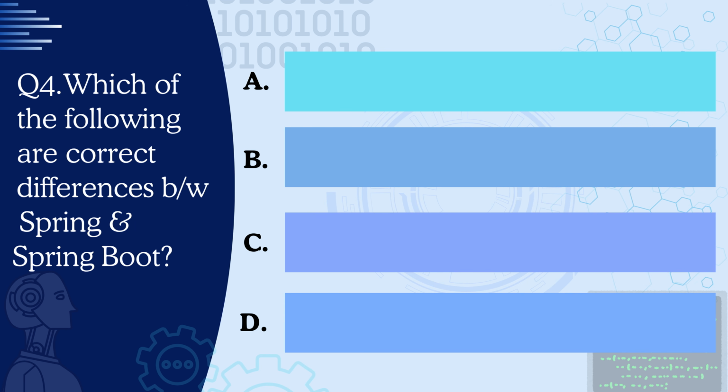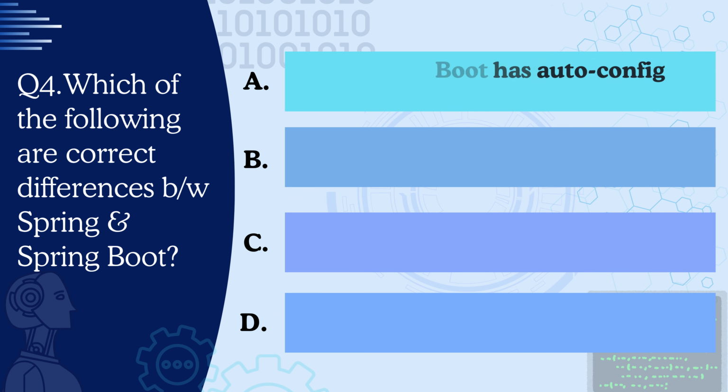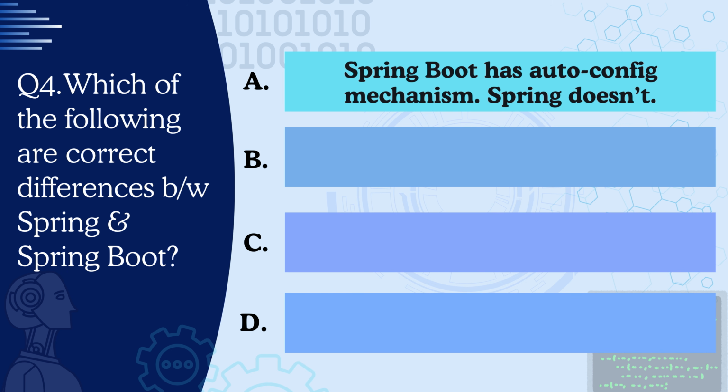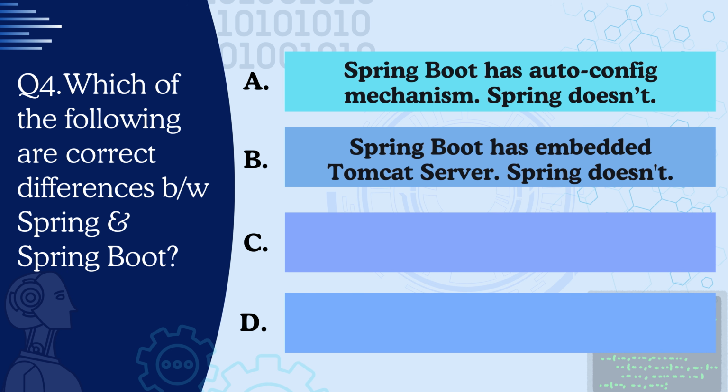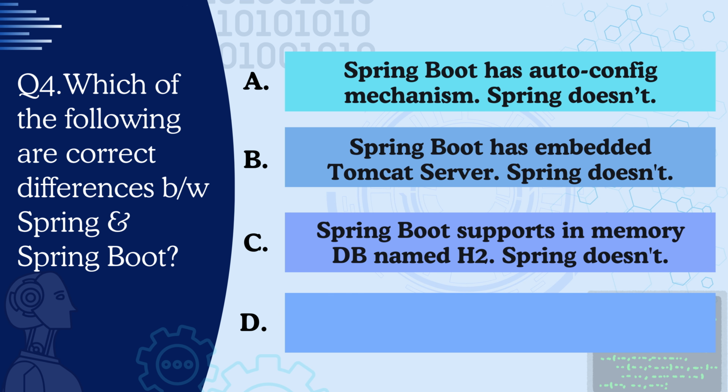Question 4. Which of the following are correct differences between Spring and Spring Boot? A. Spring Boot has auto configuration mechanism, Spring doesn't. B. Spring Boot has embedded Tomcat server, Spring doesn't. C. Spring Boot supports in-memory database named H2, whereas Spring doesn't. Or D. All of the above. So the correct answer is D. All of the above. All these are important differences that you must share in an interview when asked about them.